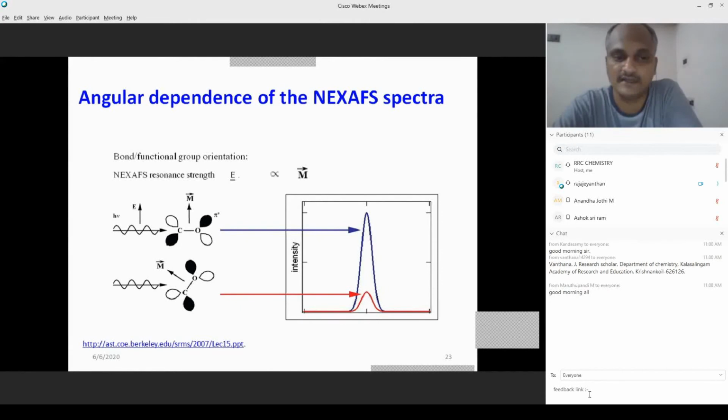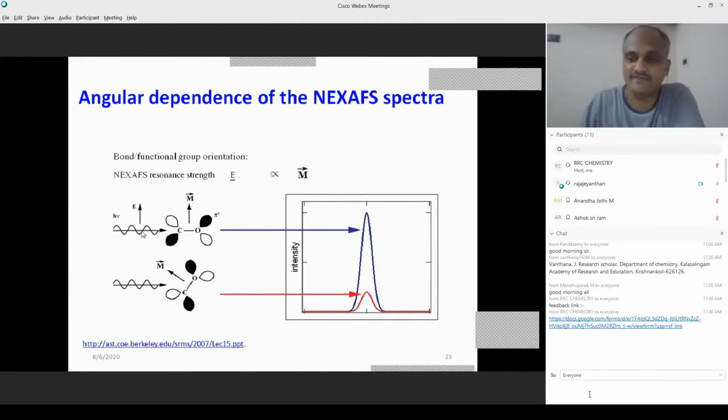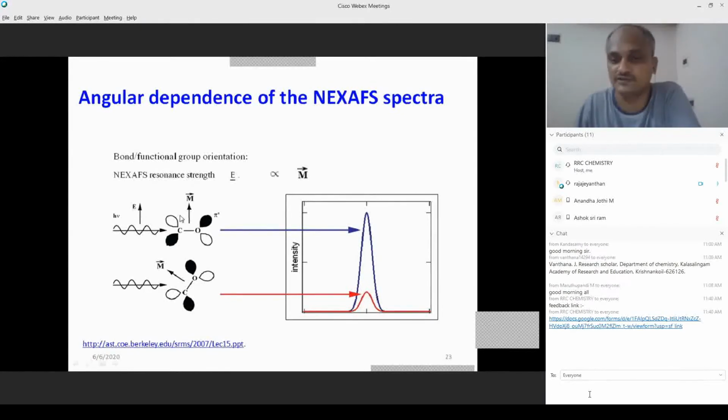If it is parallel, for example, and you are passing an X-ray having an electric field vector parallel to the magnetic dipole moment, denoted by the symbol M. If the electric field vector of the X-ray and the magnetic dipole moment align parallel to each other, then you can say a strong intensity NEXAFS spectral signal will be obtained. By this way, by grazing on the surface, you can tell that the carbon monoxide is adsorbed parallel on the surface.